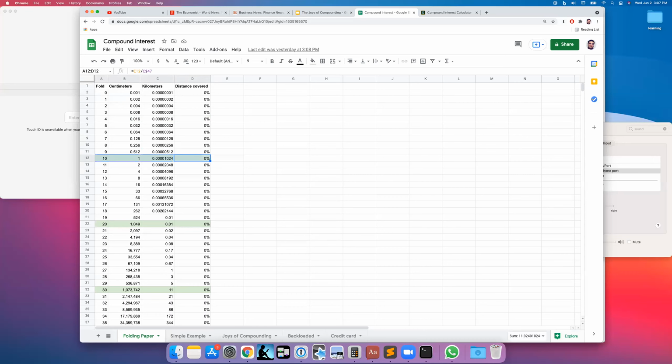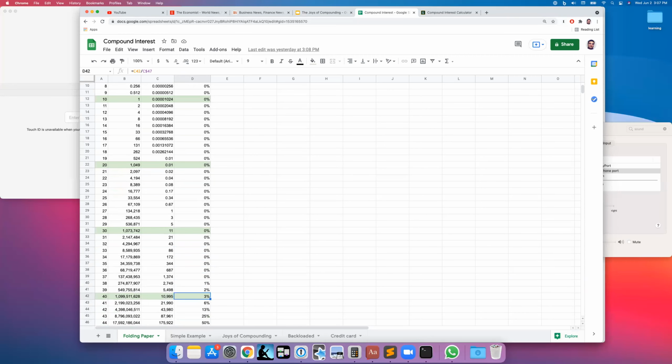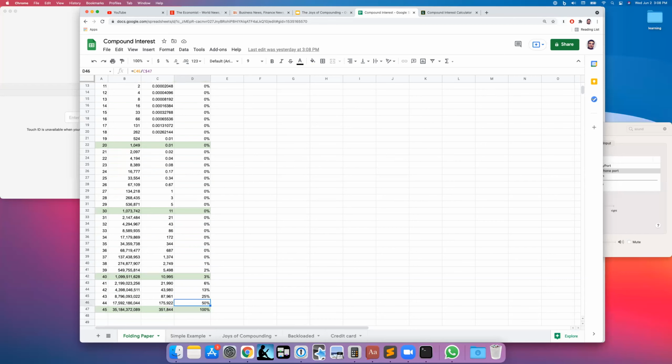If you look at up to fold 10, not much, because I've removed all the decimals; we hardly traveled even a kilometer, right? Even on fold 20, hardly anything. Fold 30 is nothing. Now look at fold 40, okay? 3% of the final distance got covered in fold 40. Now look at the gap between fold 40 and the next 5 folds: they got you to 100% of the distance covered. What do you take away from this?